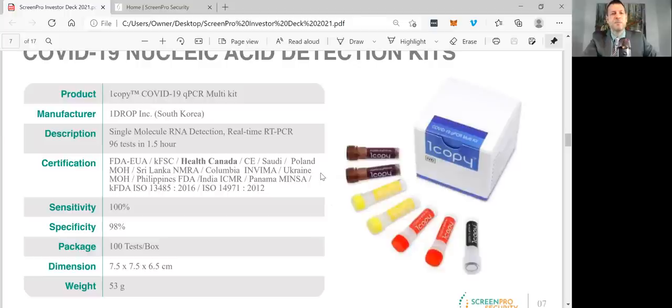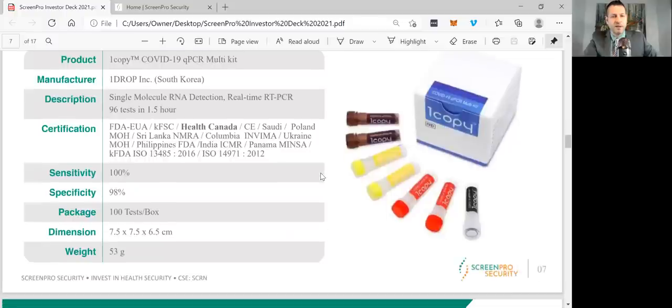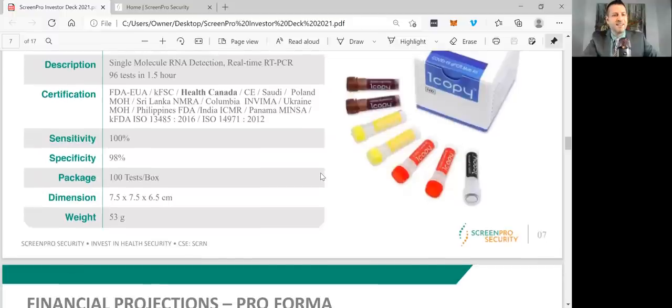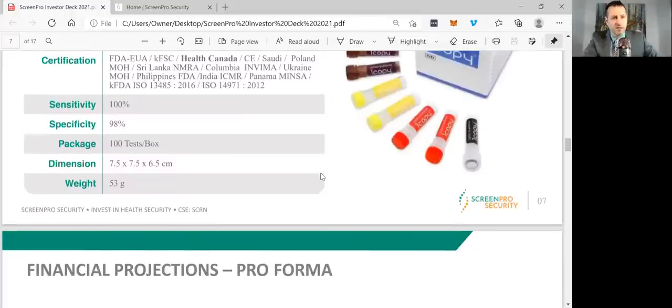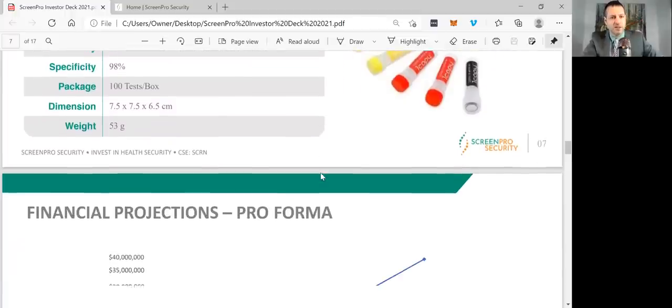96 tests can be done in 1.5 hours. You can see all the certifications, including Health Canada. You can see certifications in Poland, Saudi Arabia, Sri Lanka, Colombia, the Ukraine, Philippines, India, Panama, 100% sensitivity, 98% specificity, 100 tests per box in a package. You can see the weight and dimensions.